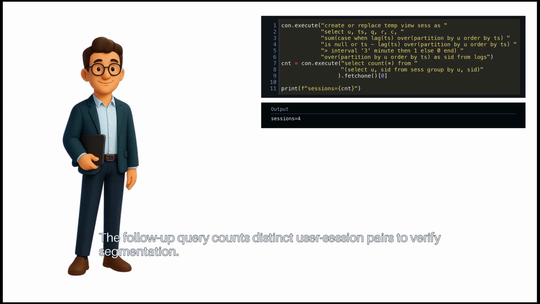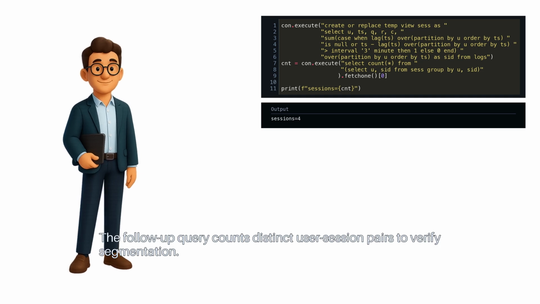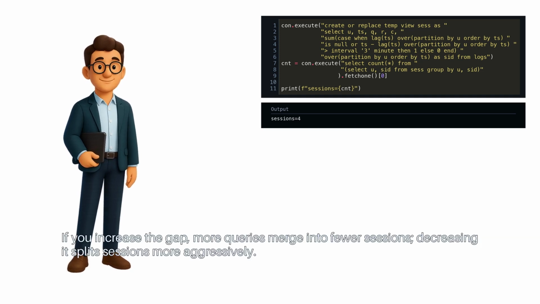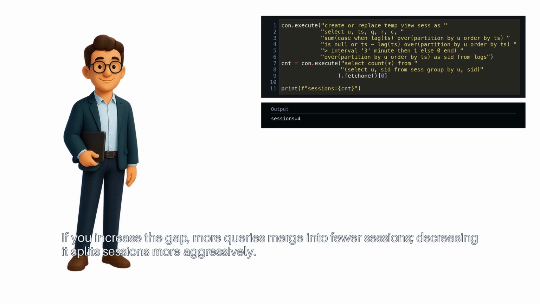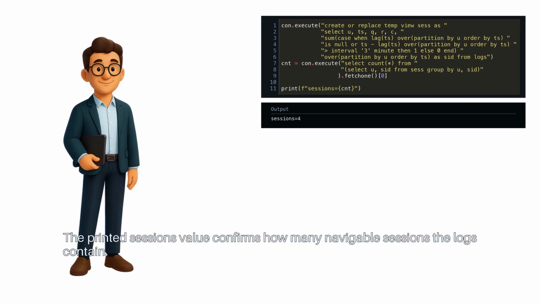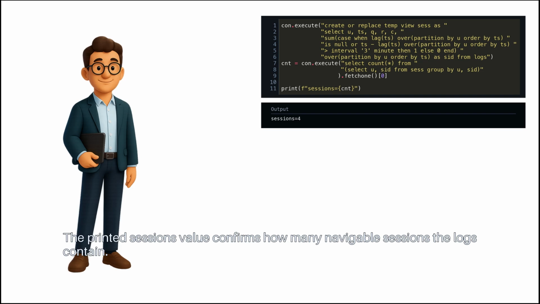The follow-up query counts distinct user session pairs to verify segmentation. If you increase the gap, more queries merge into fewer sessions. Decreasing it splits sessions more aggressively. The printed sessions value confirms how many navigable sessions the logs contain.